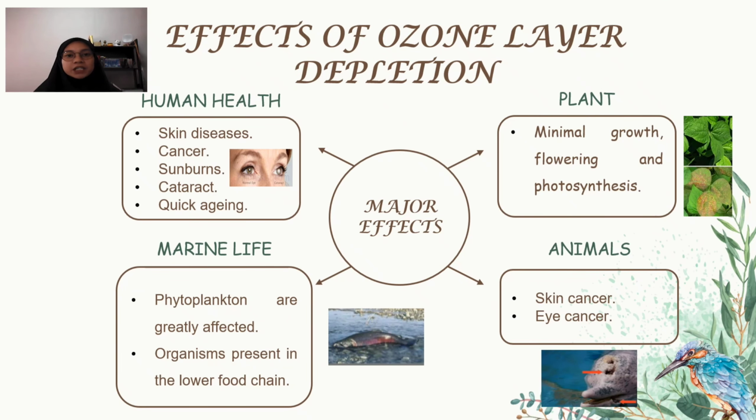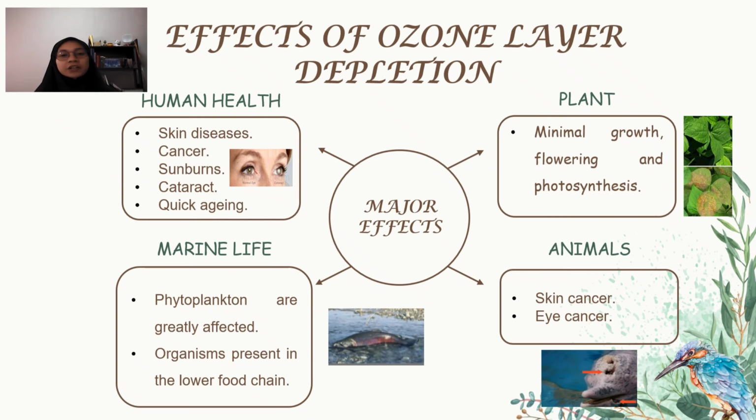Ozone layer depletion can affect human health, plants, animals, and even marine life. Even with normal stratospheric ozone levels, it is always important for us to protect our skin and our eyes from the sun. So we can imagine, when the ultraviolet radiation increases at the stratospheric ozone level, our eyes and our skin will get more hurt, which can cause skin diseases, cancer, cataracts, sunburn, and quick aging.